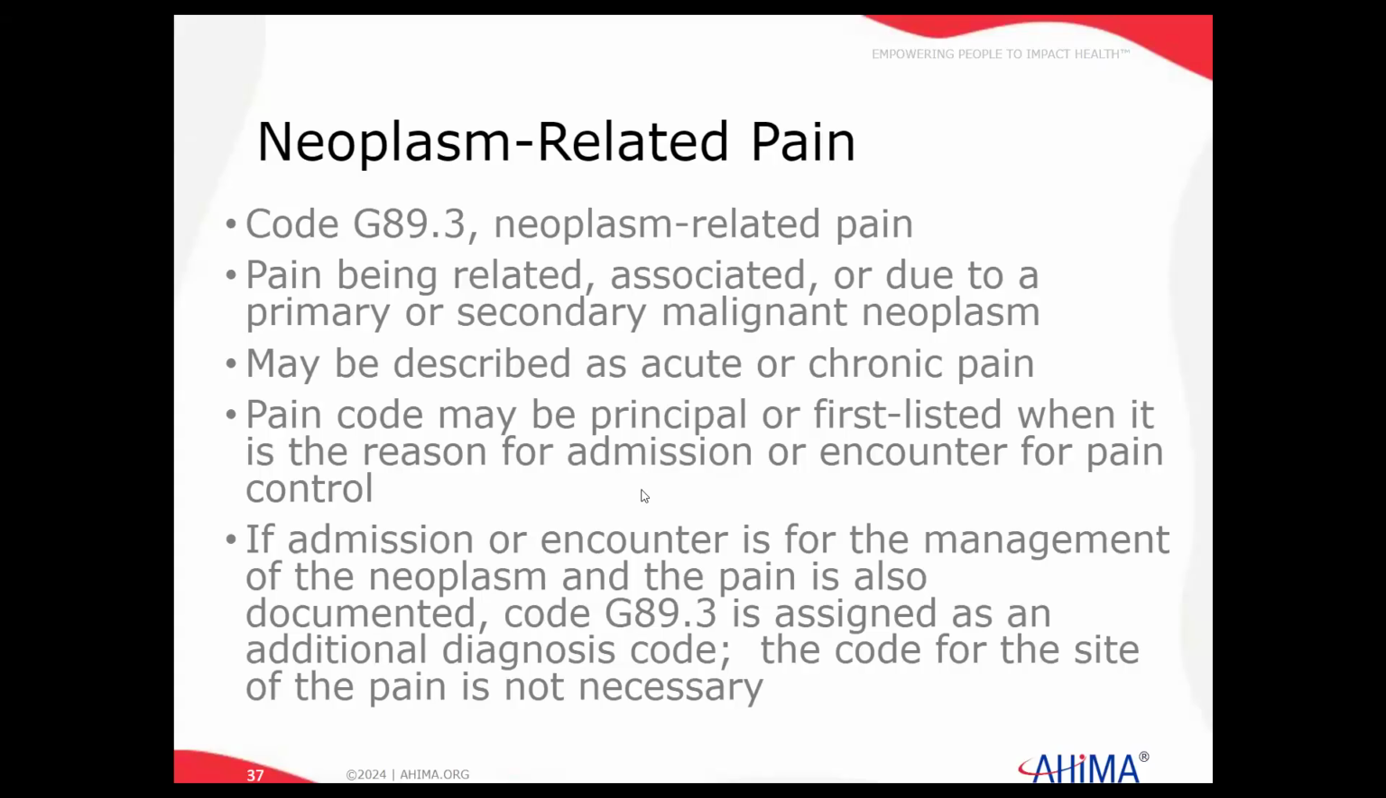So again, what's the difference? It depends on what the documentation says. Why did the patient come in? If the patient's coming into the medical office for treatment of the pain and no cancer treatment is given, it'll be a first listed code. If they're admitted for pain treatment, it'll be a principal diagnosis. Again, we can't have principal diagnoses being used in an outpatient setting. And if we're treating the cancer and the pain is also documented, it's going to be a secondary code.